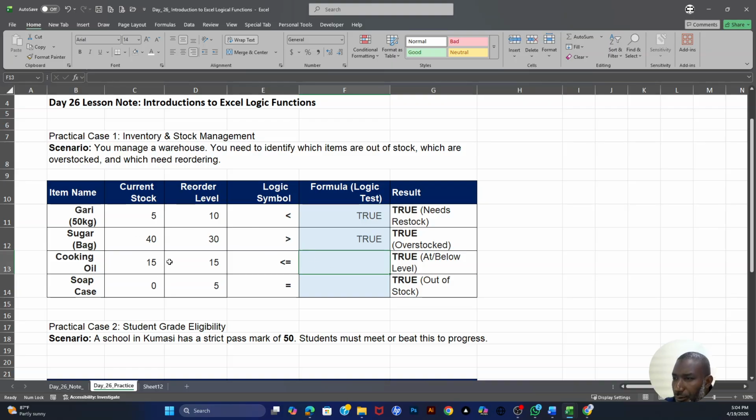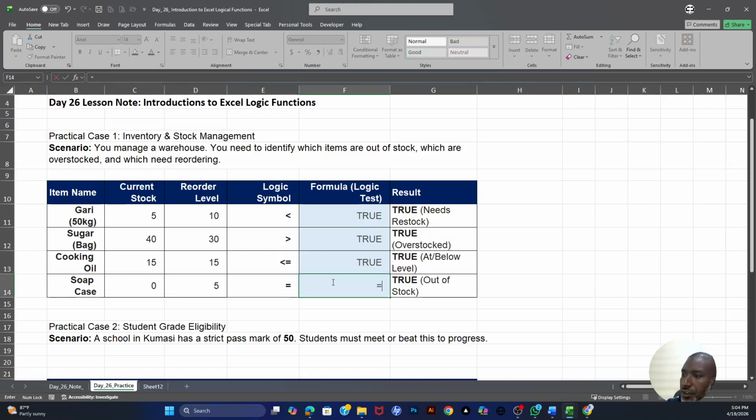Now we want to find out if the current stock is at or equal to the reorder level or less than that, that is, less than or equal to. So let's look at it. The first is our current stock, which is less than or equal to the reorder level, and then boom, we get true. It means that it is either less than or equal to the reorder level.